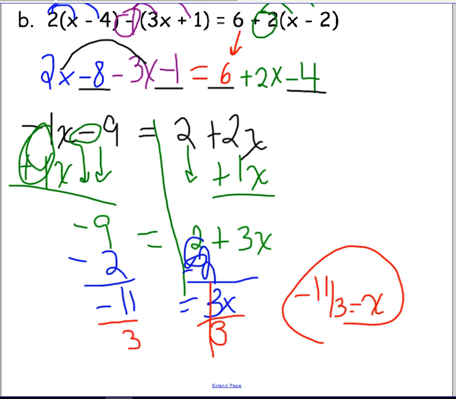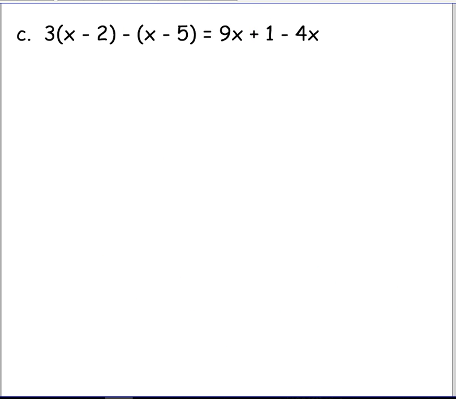Let's take a look at a couple more problems. Here we have two sets of parentheses that we need to get rid of by distributing. Let's take our 3 and distribute it into our parentheses. So that leaves us 3x minus 6 when we distribute there.